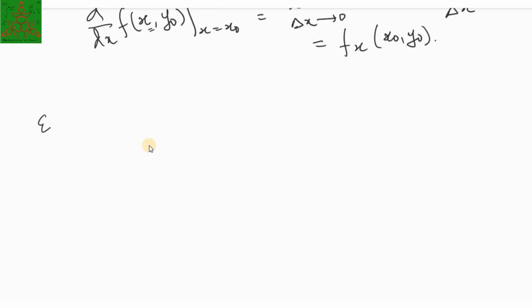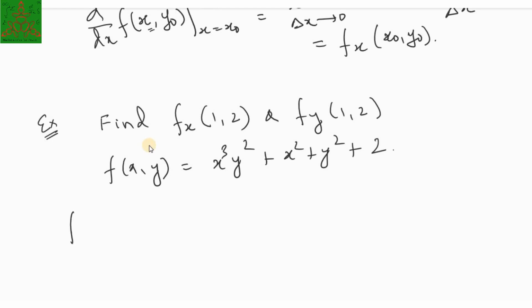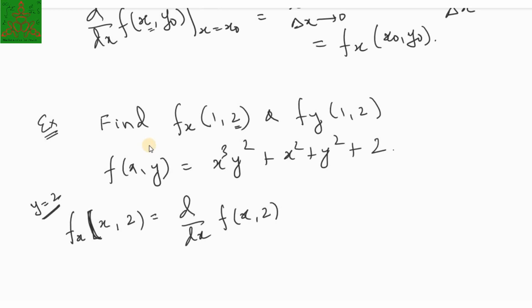Let us have an example. Find fx at (1, 2) and fy at (1, 2), if f of x, y is x cube y square plus x square plus y square plus 2. Now as per this definition, fx at x comma 2, what will this be? It is actually d by dx of f of x, 2, because we are keeping y fixed at 2, as that is the point we have been given here.